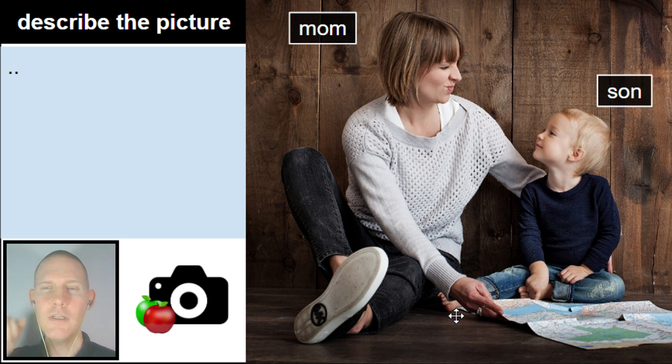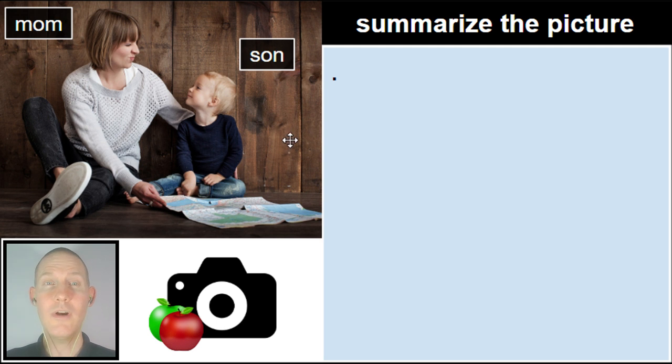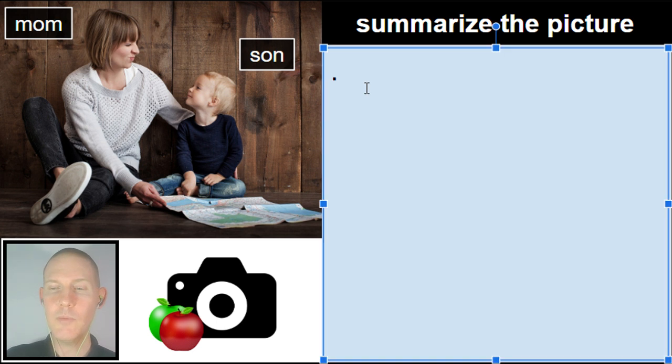And the location, it looks like they're inside a house or a room, and it's a wood wall behind them, and it's a dark, I think, wooden floor beneath them, right? So that's describing the picture in a lot of details. The next step is we're going to summarize the picture. So we just talked about the picture and what's in it and stuff like that.